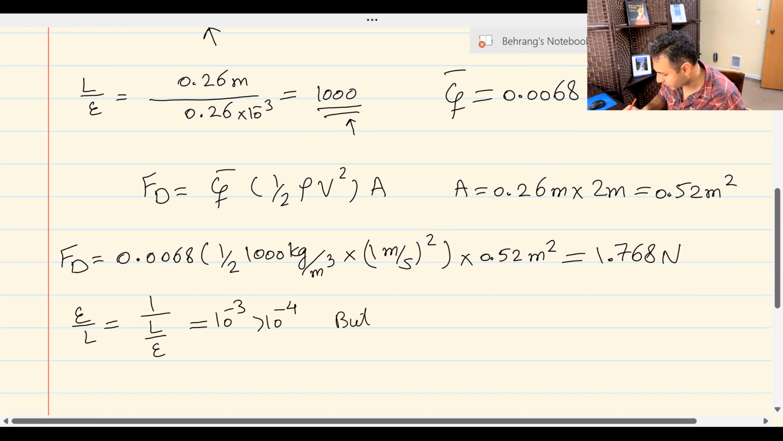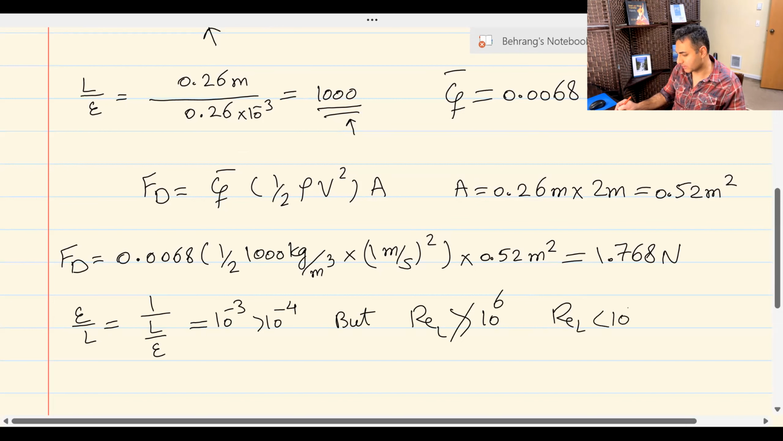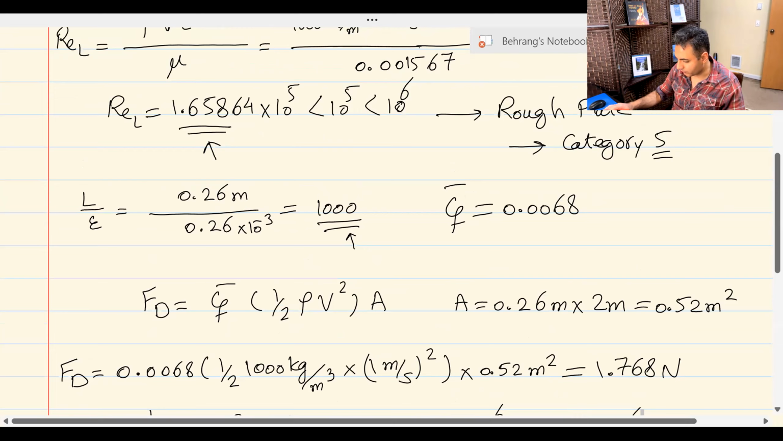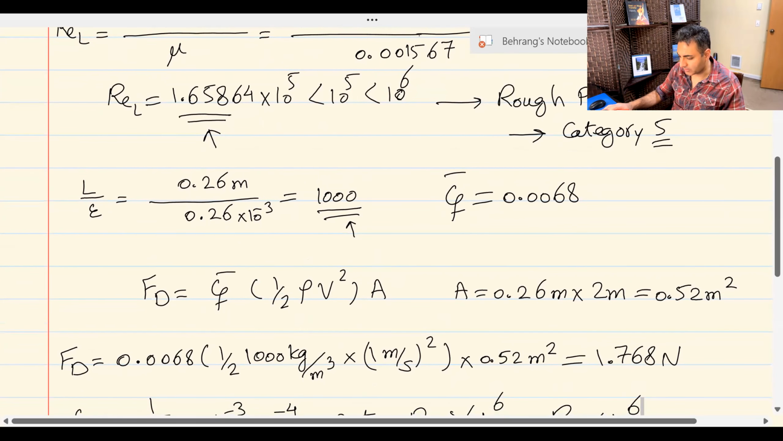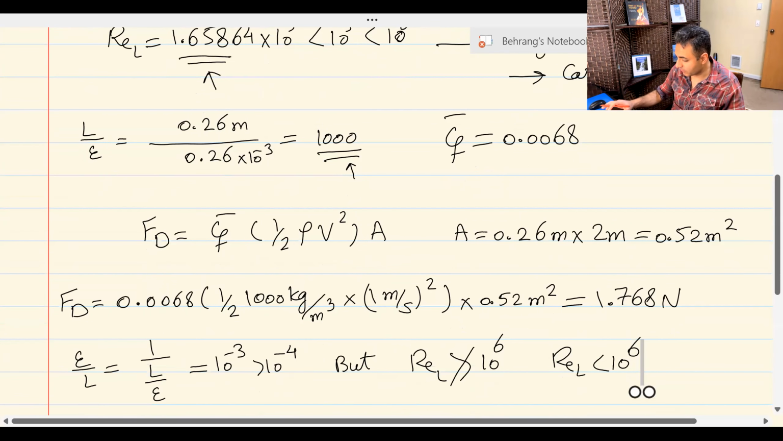But Reynolds number is not more than 10 to the sixth. So it's not category 4. So I cannot use category 4. Category 4 is not going to work. In fact, Reynolds number is less than 10 to the sixth. So I calculated that. It would happen to be a value of 1.65864 times 10 to the fifth.